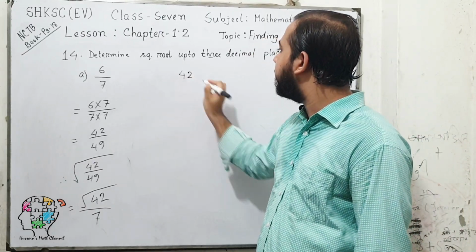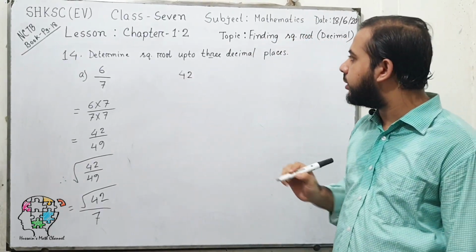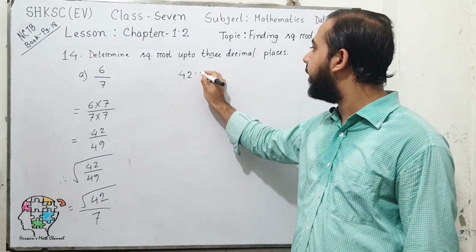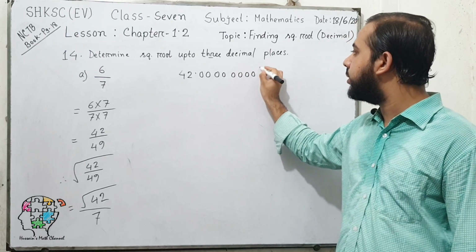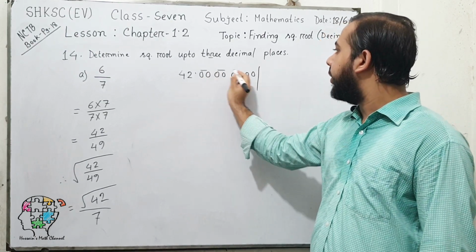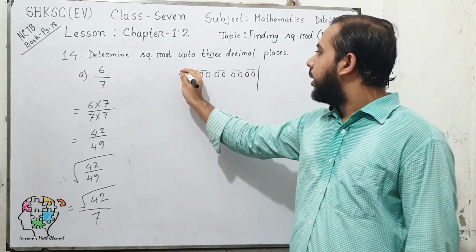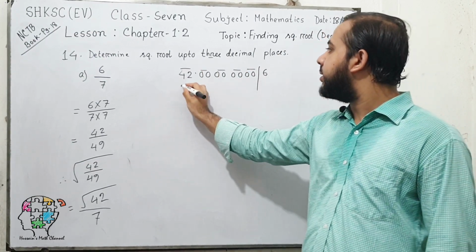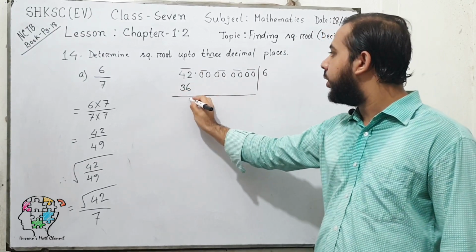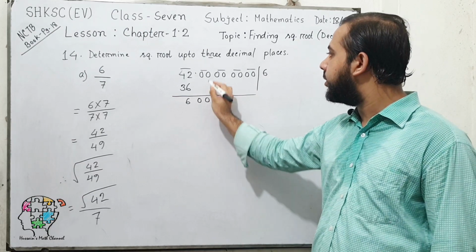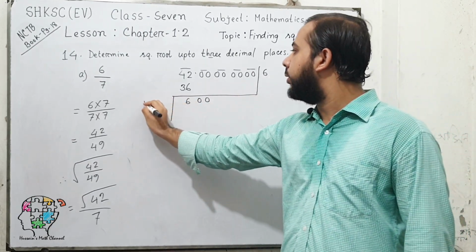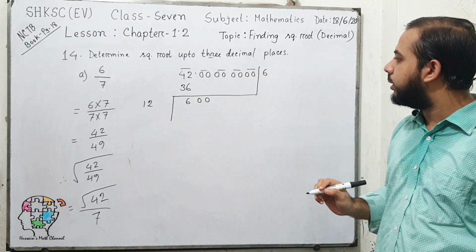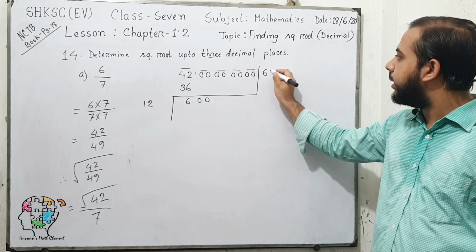Now for finding the square root of 42, we need up to 3 decimal places, so we have to take 4 pairs of zeros, and then we start. So 1 pair, 2 pair, 3 pair, and 4 pairs. Now the first one is 6 times 6 is 36, and if we subtract, we will get 6 and then double zero, first pair.